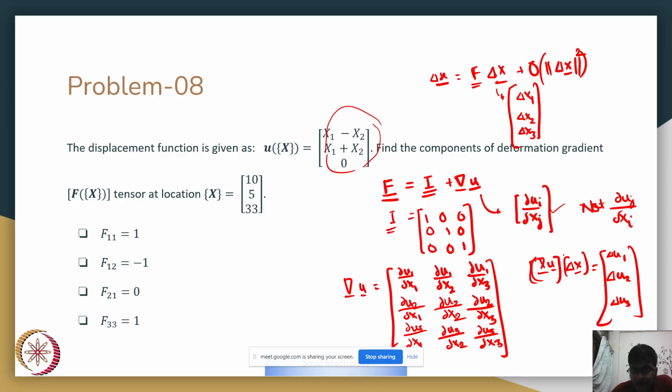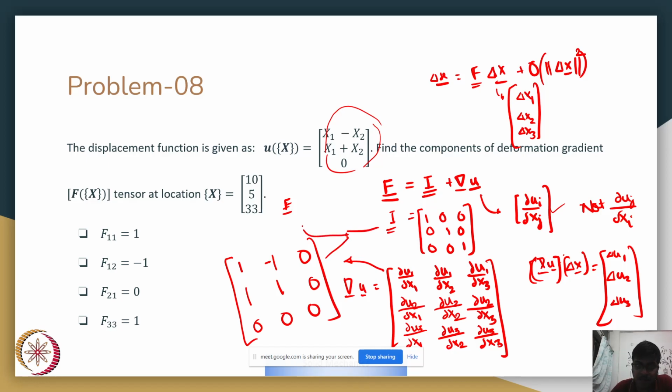Okay, so if I continue this here, dou u1 by dou x1 is nothing but 1. Dou u1 by dou x2 is minus 1. This is 0. Dou u2 by dou x1 is 1. Dou u2 by dou x2 is also 1. Dou u2 by dou x3 is 0. And since u3 is 0, all these three are also 0. So combining these two, my f would become 2 minus 1, 1, 2, 0, 0, 0, 1. This is my f.